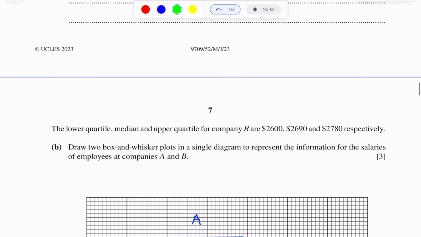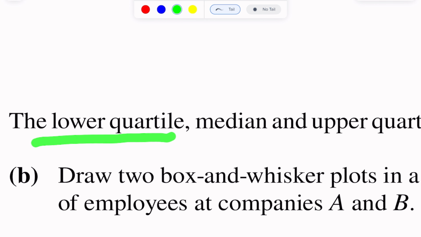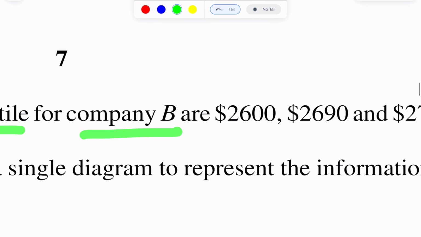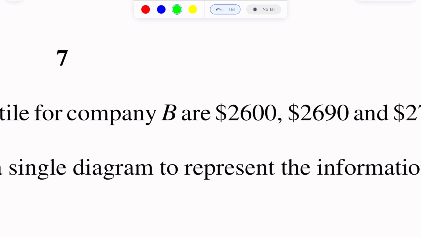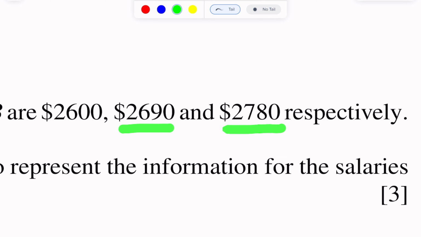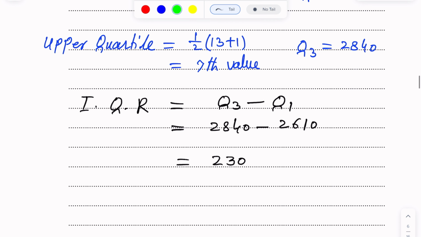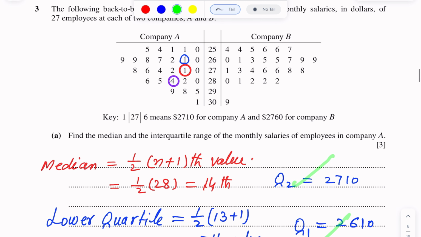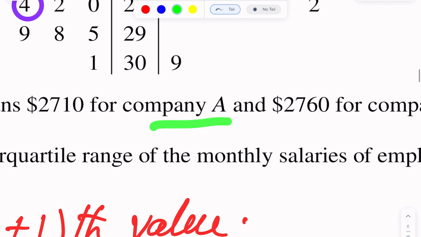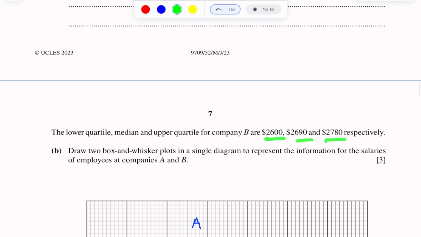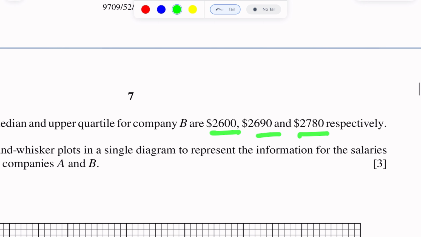Now the next part of this question: the lower quartile, median and upper quartile for company B are $2,600, $2,690 and $2,780 respectively. The median, lower quartile and upper quartile for company A we have found already, but those for company B are given in the question.